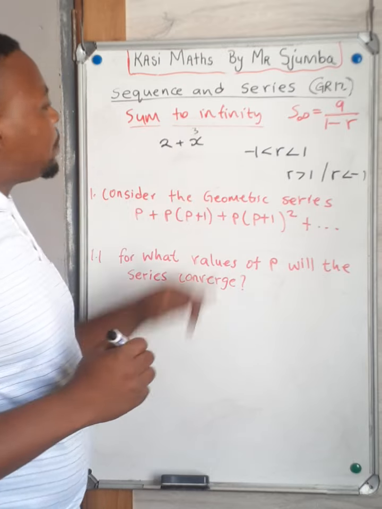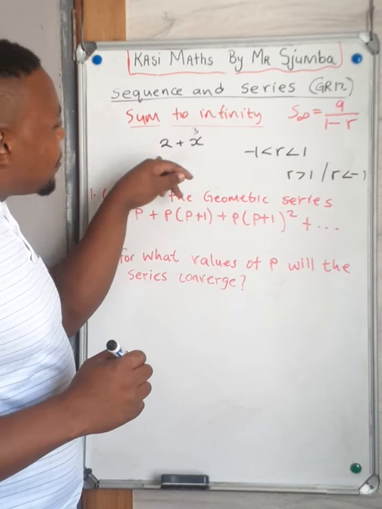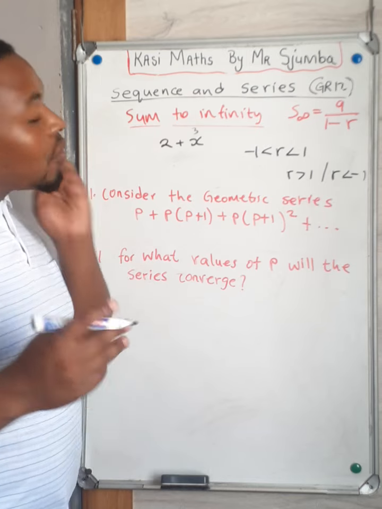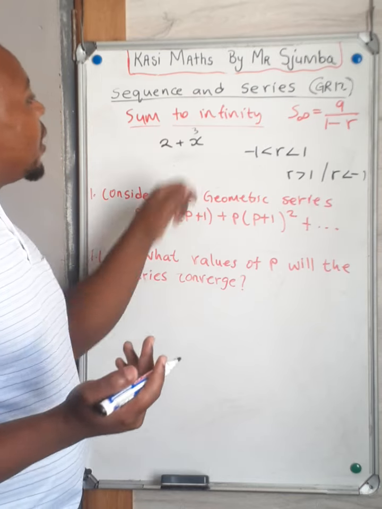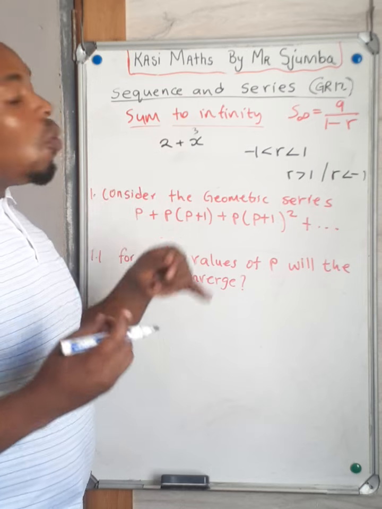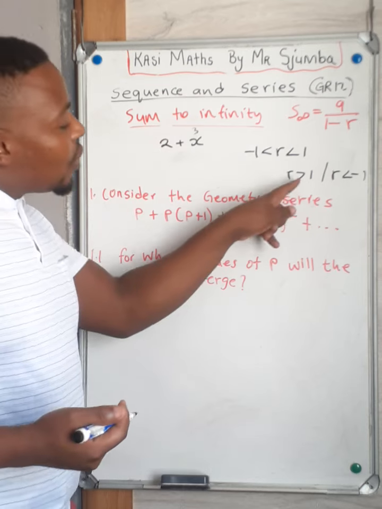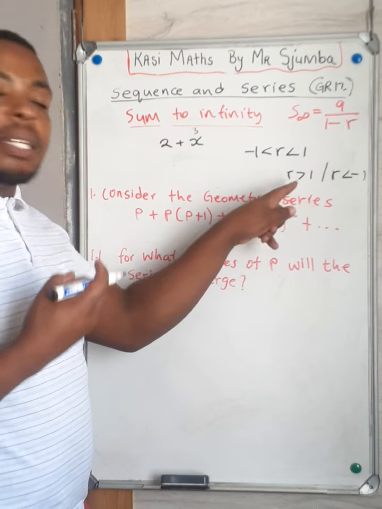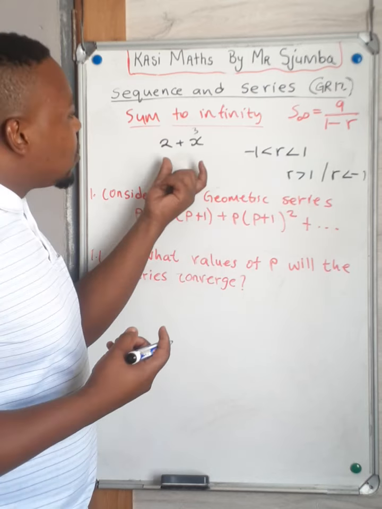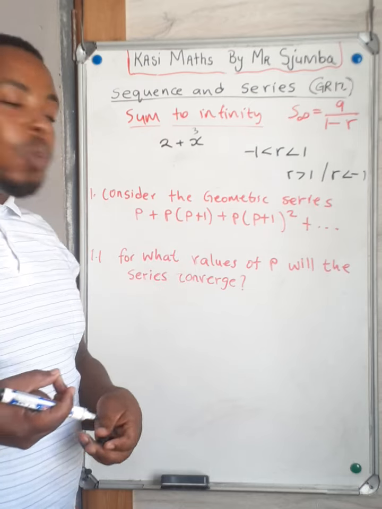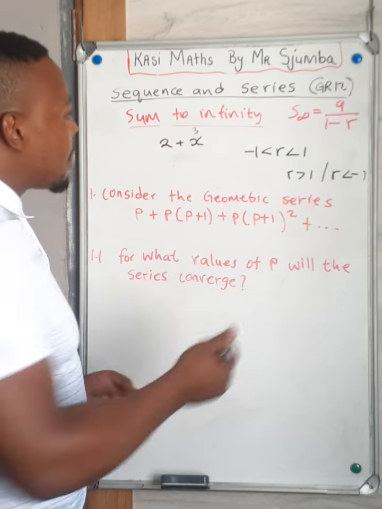Let's make x equal 3 here. 3 divided by 2 is 1 comma something, 1.5. So R is greater than 1, and when R is greater than 1, the series does not converge. So x equals 3 will not make the series converge, but will make the series what? Diverge. Yeah? Right.